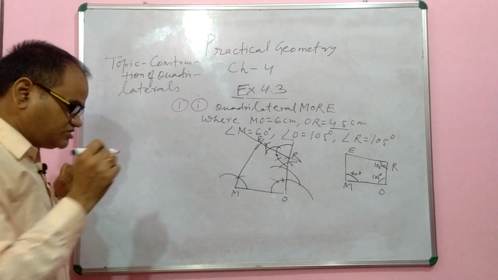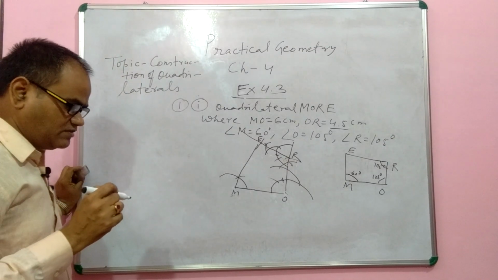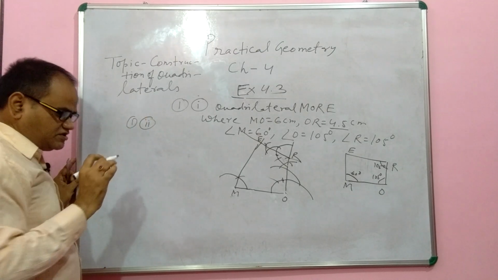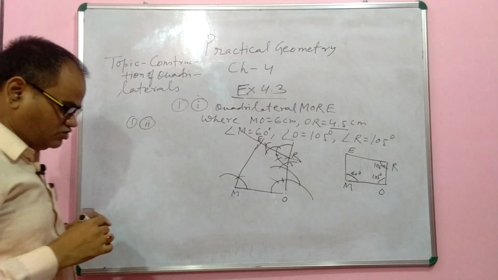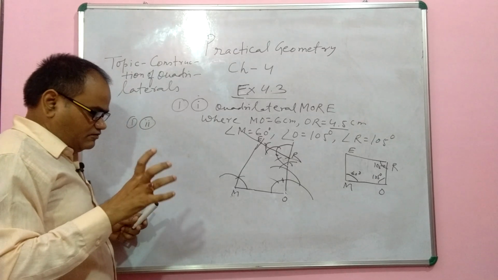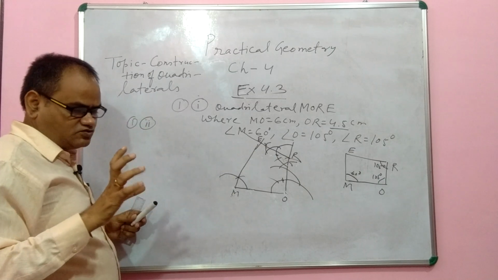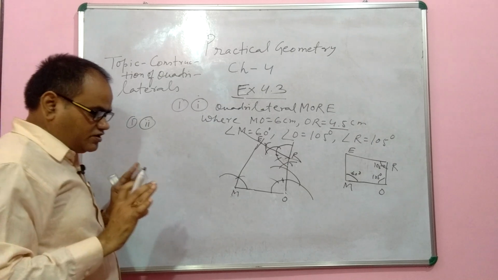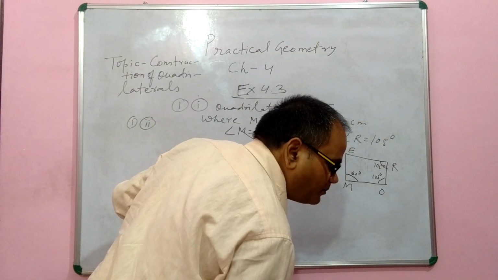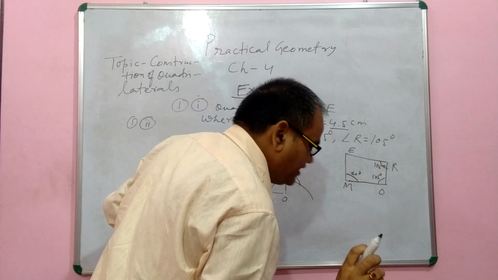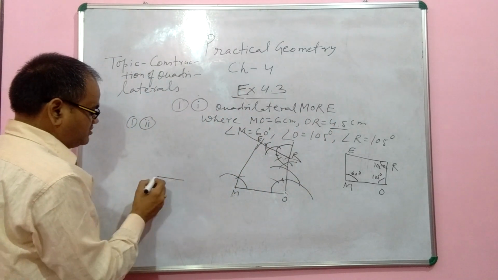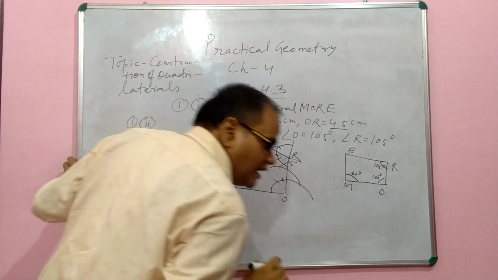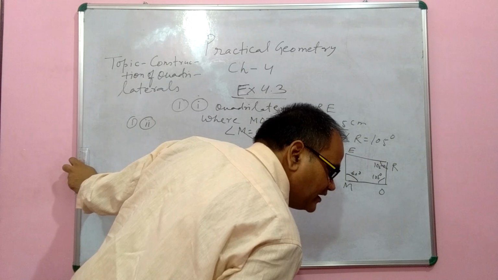Now in the same way you have to do question number 1 second. What is the difference between question 1 first and 1 second? I am not solving these questions, but I am giving you an idea how to construct. Look here, you have to construct quadrilateral PLAN, where PL equal to 4 centimeter given. Now angle P, angle A, angle N given.